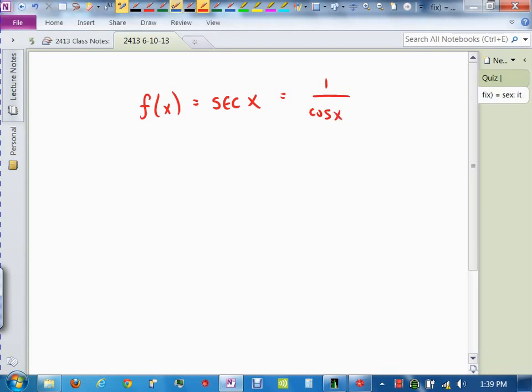Good. Now, what could potentially cause a problem if I have 1 over cosine x? If I have 0 in that denominator, right? So if this denominator here, cosine x, is 0, I've got problems. So maybe I should look at that. When is cosine x 0? So where's cosine 0?